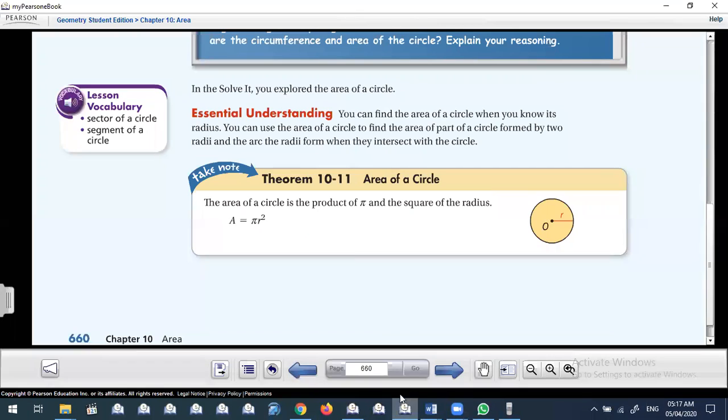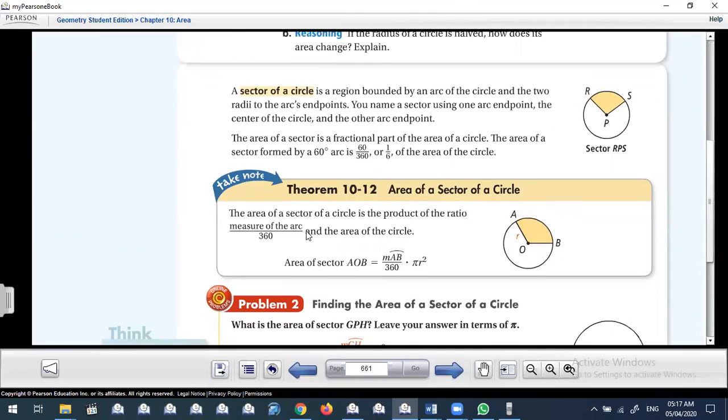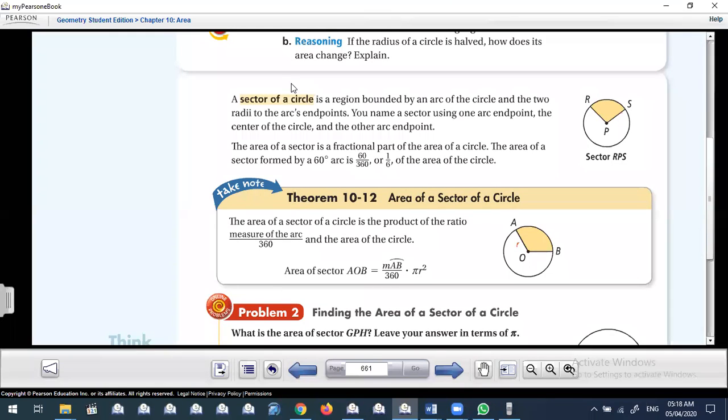Let's move to another part of this lesson, which is the area of the sector of the circle. First, we need to know what a sector of the circle is. A sector of a circle is a region bounded by an arc of the circle and two radii. If you have two radii like that, this region is called a sector of a circle. In this part, we are going to learn how to find the area of this sector.